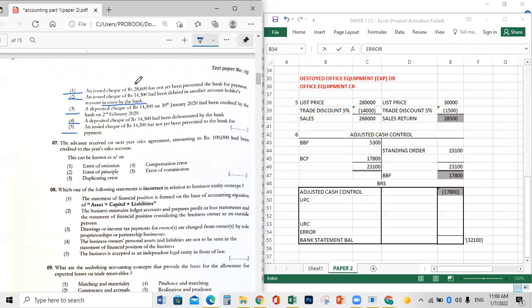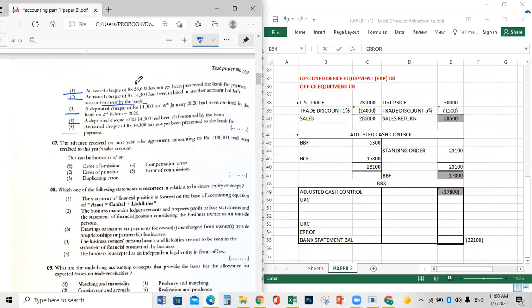Now they are telling us an issued check of 14,300 had been debited in another account holder. They should actually debit us, but they went and debited someone else. Now, guys, if they debit, that means for us it's credit. They should actually reduce from our account. But have they reduced? No, they didn't. They made a mistake by reducing someone else's account.